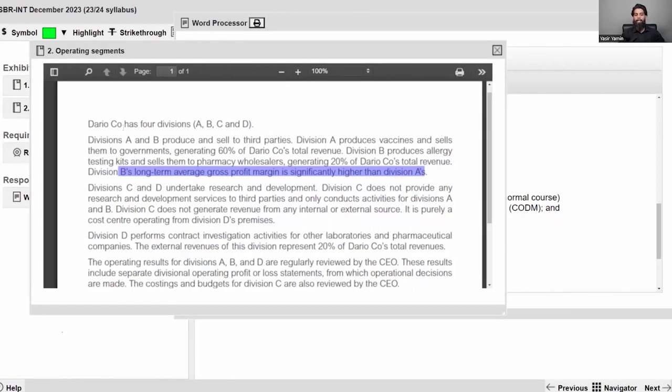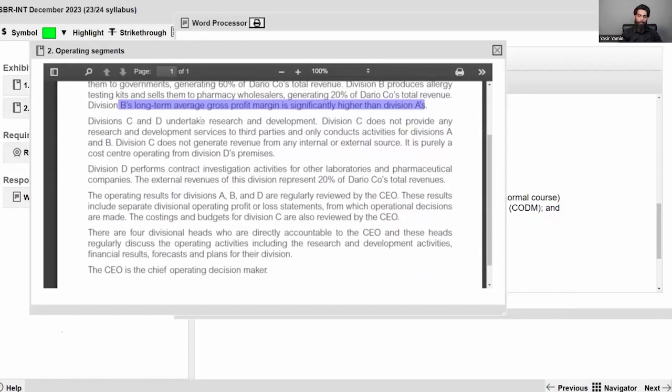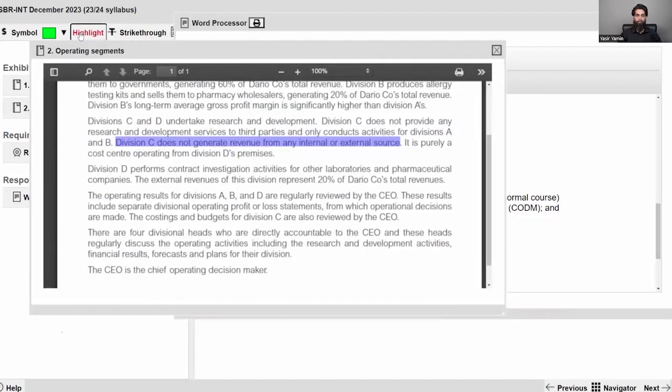The examiner says Divisions C and D undertake research and development. Division C does not provide any research and development services to third parties and only conducts activities for Divisions A and B. Division C does not generate revenue from any internal or external source. Can Division C be an operating segment? It does not earn any revenue from internal or external sources. That means it's just a department of an entity. It's just a cost center.